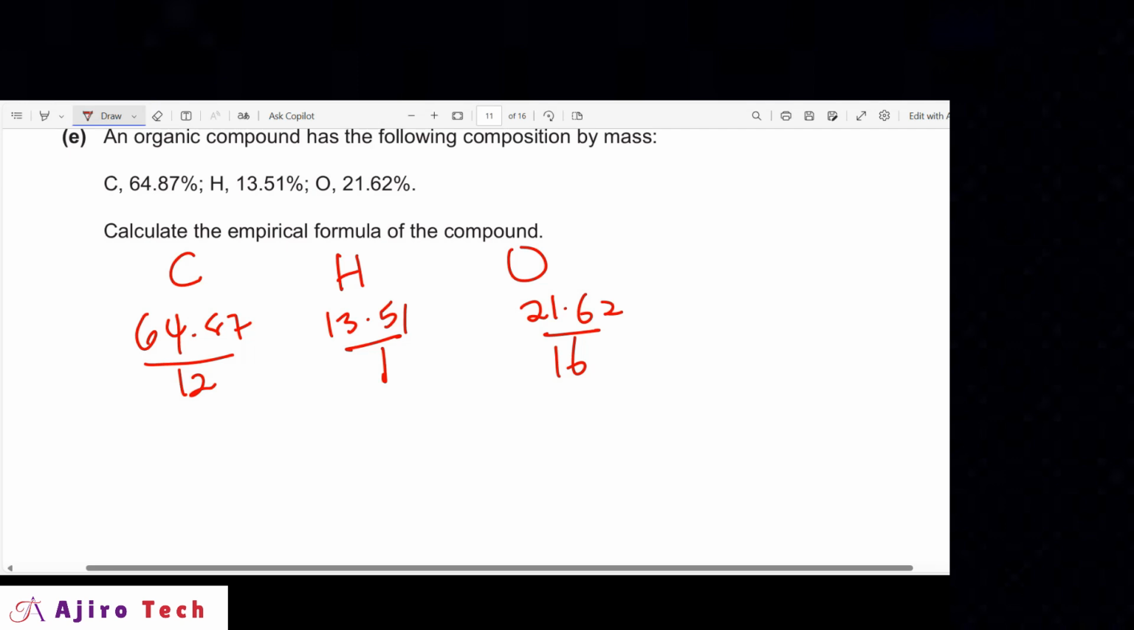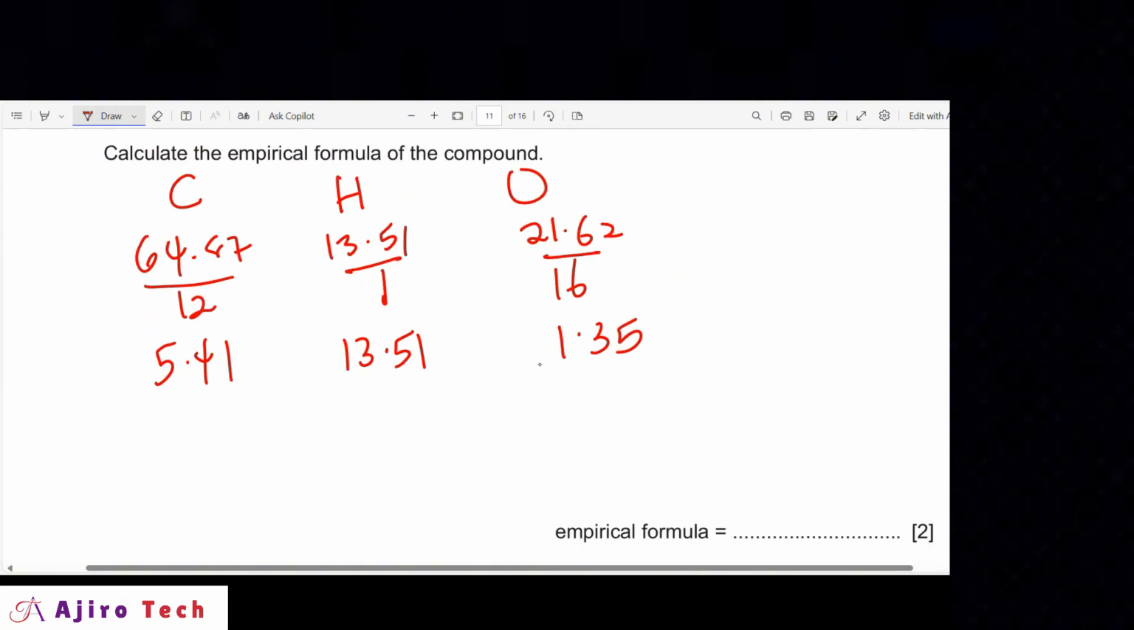So we're going to have 64.87 divided by 12. So I have 5.41 here. This is 13.51. And then we do 21.62 divided by 16. I have 1.35. So after that division, the next step is to divide by the lowest number here. So the lowest number is 1.35. So 1.35, 1.35, 1.35. All right, so let's compute again.